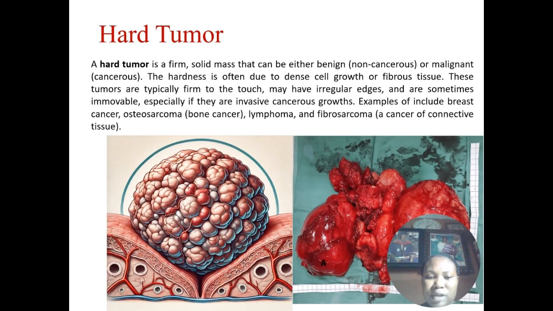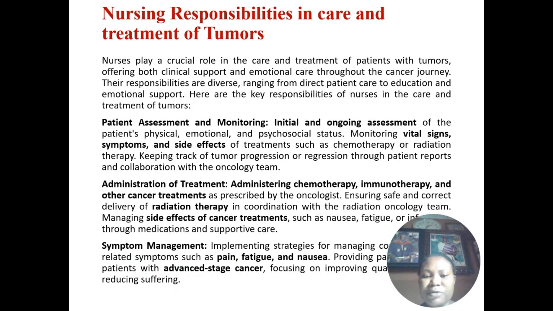Then we move to hard tumor. This is a firm, solid mass that can be either benign or malignant, as we have been saying. The hardness is often due to dense cell growth or fibrous tissue. These tumors are typically firm to touch and may have irregular edges. Examples include breast cancer, osteosarcoma, lymphoma, fibrosarcoma, which is the cancer of the connective tissue.